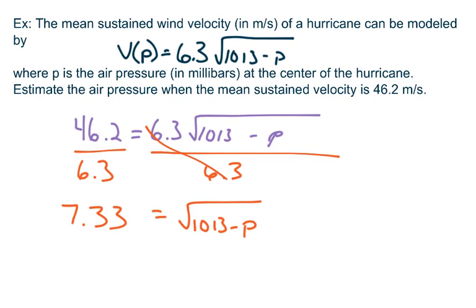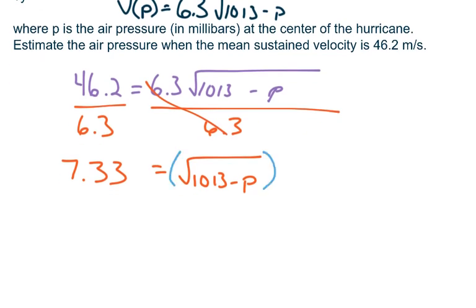Okay? And then we need to get rid of the square root. We get rid of the square root by squaring both sides. We'll square both sides. 7.33 squared is approximately 53.7, and then the square root of 1013 minus P is just 1013 minus P. The square and the square root cancel each other out, so we're just left with what was underneath.